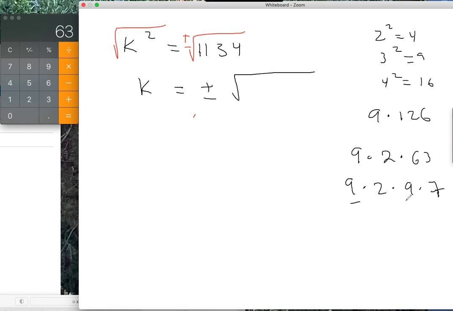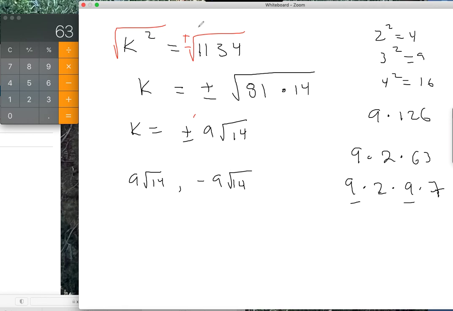But what I got is this pair of 9s, so that's super useful because that's 81, and the square root of 81 is about to be a 9. And the other part that's left is a 2 times a 7, so I'm going to think of that as times 14 because neither of those are squares, so that's going to stay inside. So now I have plus or minus the square root of 81 makes 9, and then the square root of 14 is what's left behind. And so your two answers are 9 root 14, and the second solution is negative 9 square root 14. So those are the two solutions.